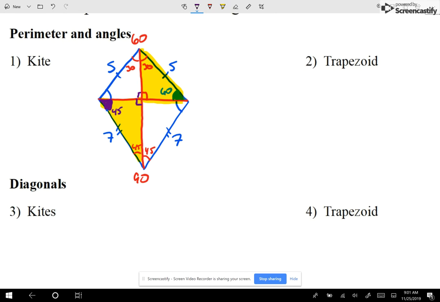I could ask you for any other corner, so you should find out that this is 60 and this is 45 as well, and this is 90. So you can find out any angle in there.